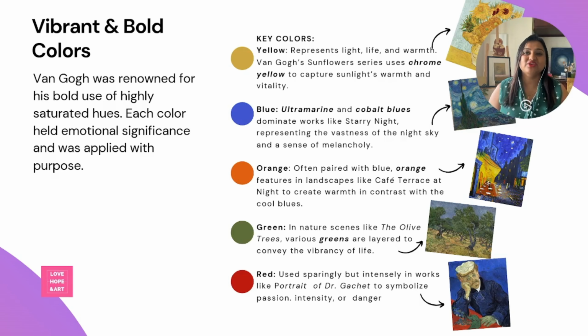So what is peculiar about the colors that Van Gogh used? He used very vibrant and bold colors. Van Gogh was renowned for his bold use of highly saturated hues. Each color held emotional significance and was applied with purpose.